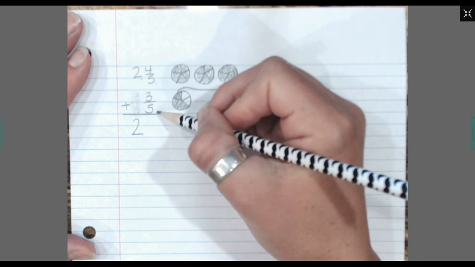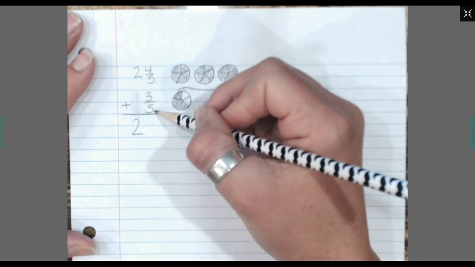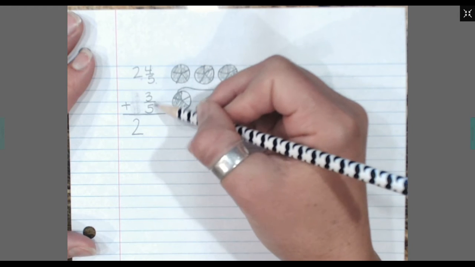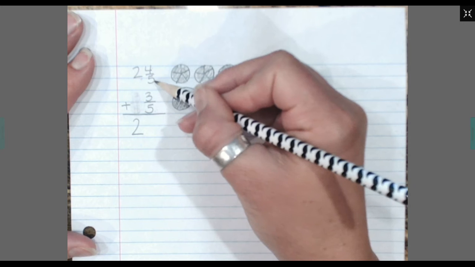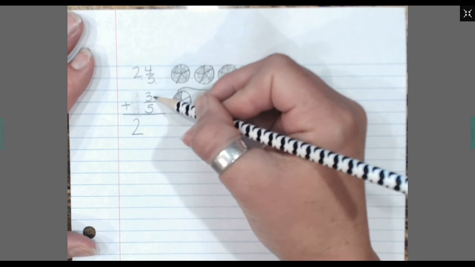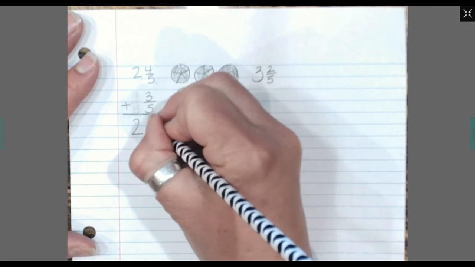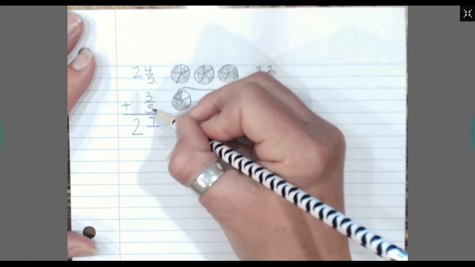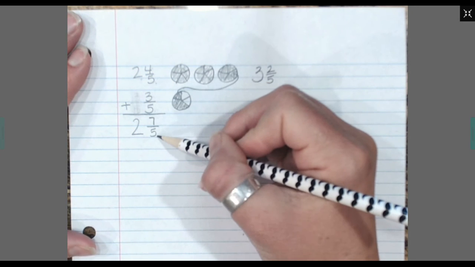Now when we add fractions, we only add the numerators. The denominators stay. Now since these denominators are the same, I can add the numerators. If the denominators were different, I couldn't add the numerators. So 4 plus 3 is 7. And like I said, my denominator stays. So I have 2 and 7/5.